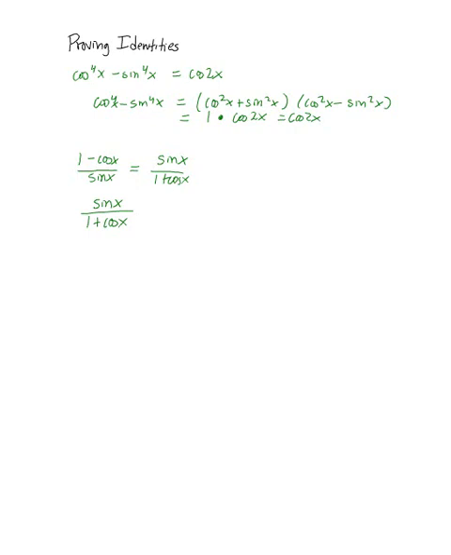All right, now here's a standard technique. Whenever you see a 1 plus cosine x, or a 1 minus cosine x, or a 1 plus sine x, or a 1 minus sine x, what you should be thinking of is the Pythagorean identity.